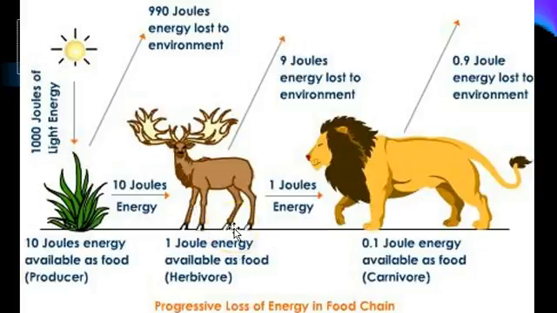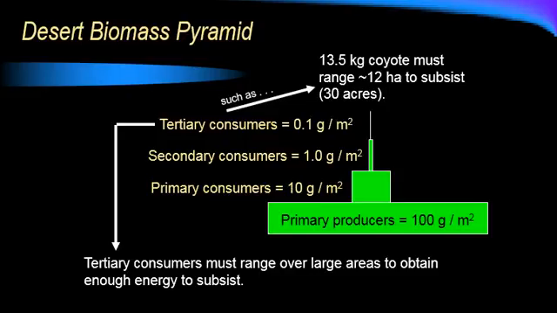This explains a couple of things. This is why we don't have a lot of top-level consumers. Those top-level consumers don't have a lot of energy left available to them by the time it passes through these other transformations. So it just can't support a lot of these guys. There has to be lots of producers and lots of lower-level consumers in order to produce the apex predators, those top-level consumers. And this goes for biomass also.